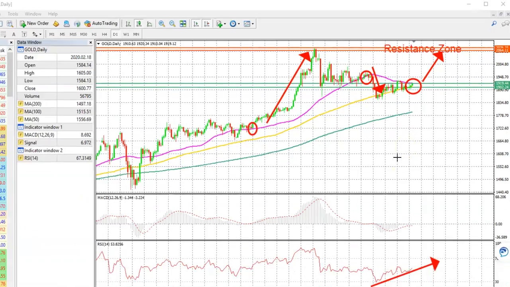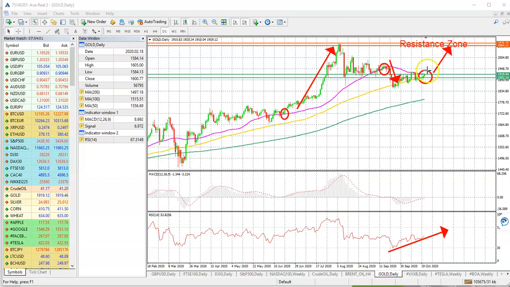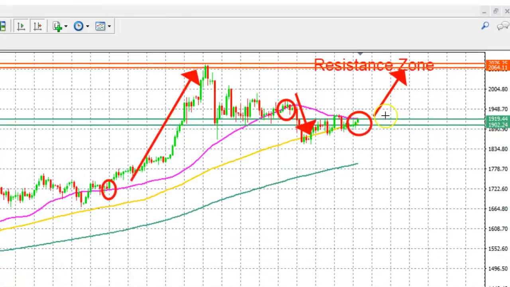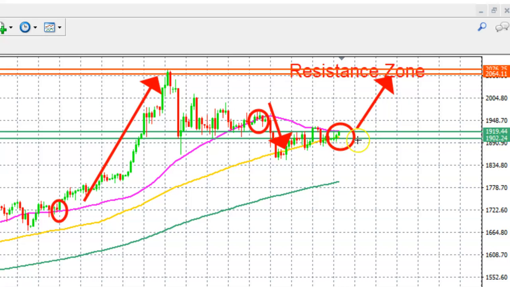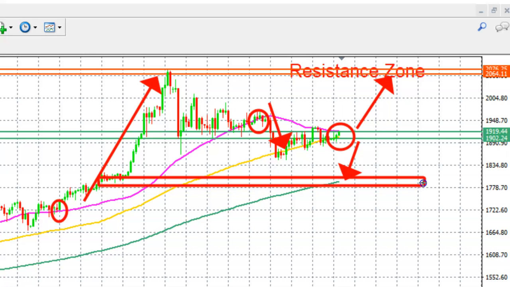However, on the flip side, if price fails to break above that and it falls below the 100-day moving average, which is trading right over here, then the possible move is going to be to the downside, which is right over here. And that means that we need to redefine our support zone. For that to happen, we have to go right around this level of a support zone, just over here.